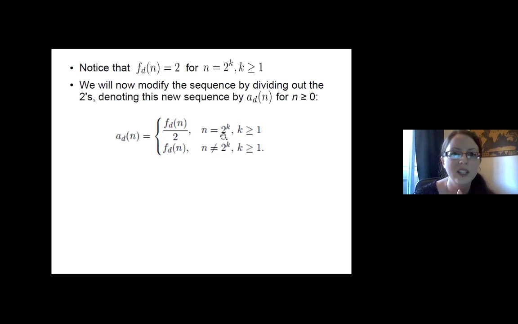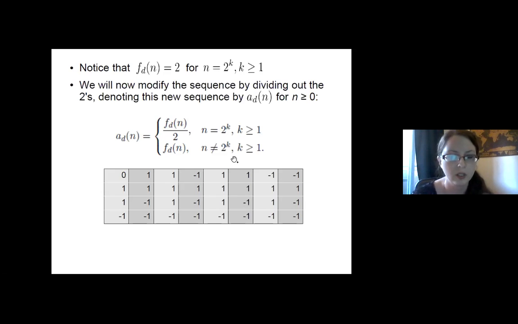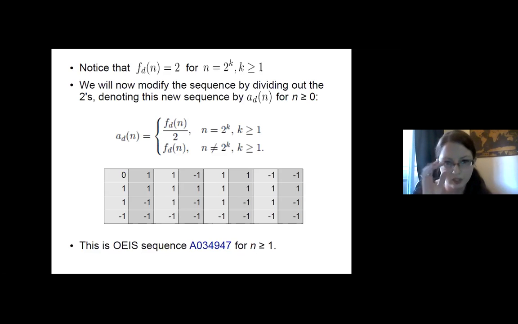So meaning anytime n is a power of 2, we divide it by 2. If it's not a power of 2, it stays the same. And then we get this sequence. So apart from the 0, everything is 1 or -1. Okay, checked OEIS again. This time it was there. So we landed on something known, which was exciting.